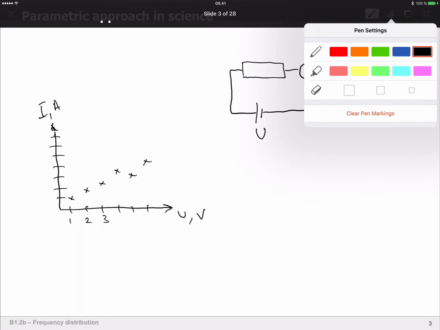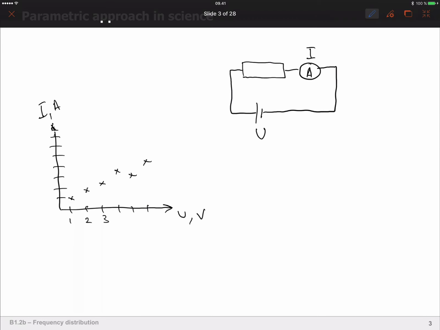So in this case you can make a line fit. Find a line that fits all these points very well. You know that the equation for a line is y equals ax plus b, where y is our current and x is our voltage. These two coefficients, a and b, are called parameters of this linear function.